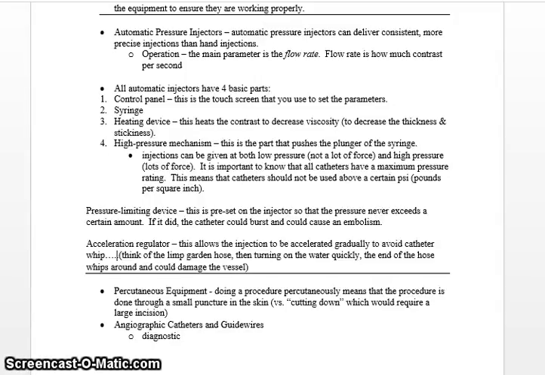Okay, this is part 2 of week 10, and so we're moving on to the automatic pressure injector. That, of course, is the device that injects the contrast, and it can deliver a more consistent, more precise injection versus hand injections. So the main parameter of the automatic pressure injector is the flow rate, and that is how much contrast per second. All automatic injectors have 4 basic parts.